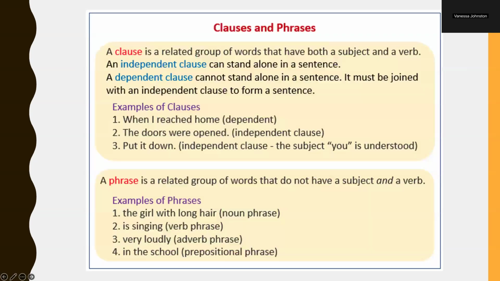You may be thinking, okay, what's a clause? So a clause is a related group of words that have both a subject and a verb. An independent clause can stand alone in a sentence, and a dependent clause cannot stand alone. It must be joined with an independent clause. Okay? And then a phrase is a related group of words that do not have a subject and a verb. So that's going to be the difference right there between a clause and a phrase.